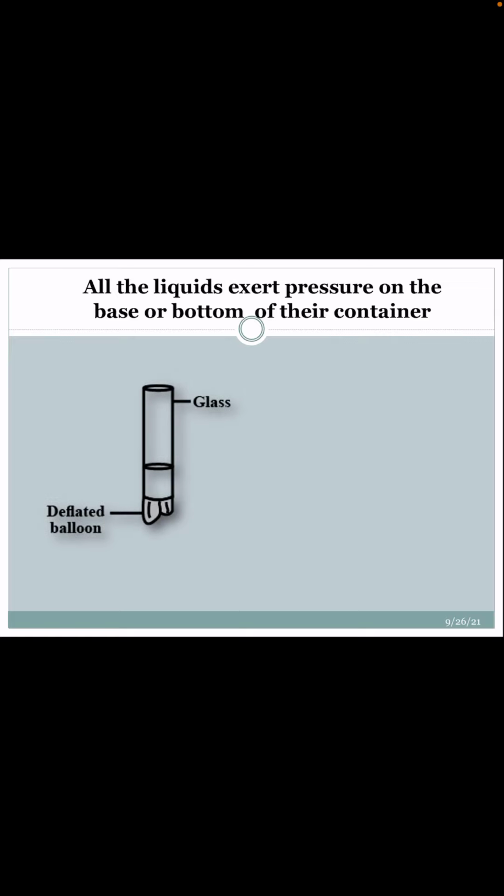Take a balloon and tie it at the lower end of a glass tube and hold it vertically as shown in the figure. Pour some water in the tube. What happens? The balloon bulges out because the water column exerts pressure at its bottom. So we can see that all the liquids exert pressure on the base or bottom of their container.